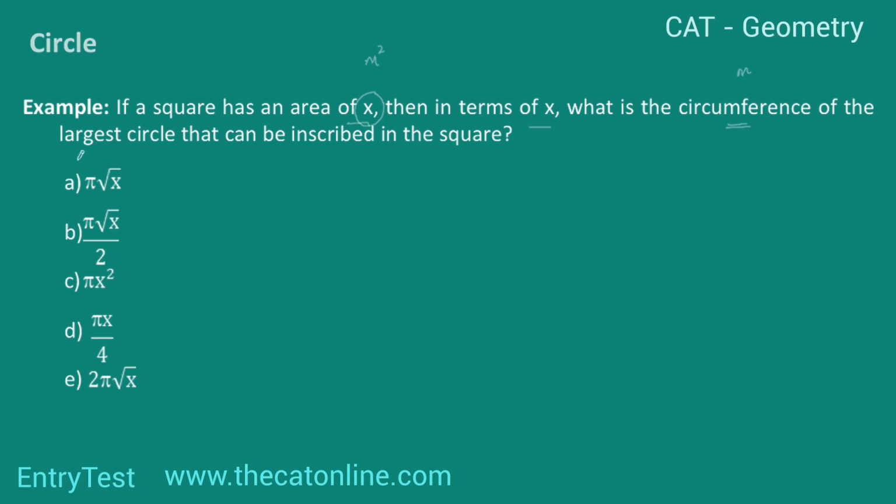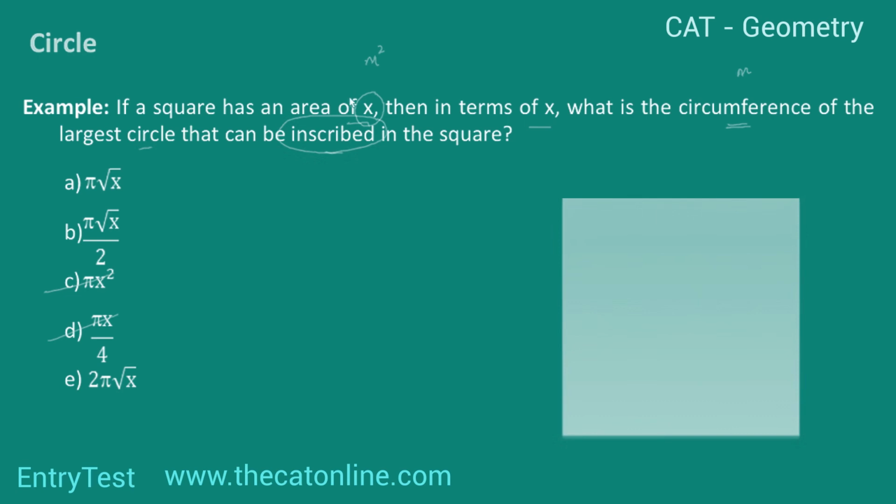So if I just look at the answer options, option C and option D could be negated because I need to take the square root of x. So I am left with only 3 answer options. What is the circumference of the largest circle that can be inscribed? Inscribed means it has to be inside the square. So let's take a case.